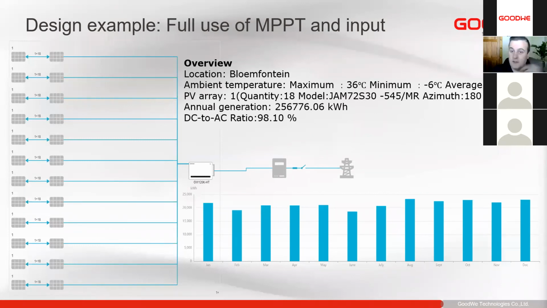For a case like this, you could use something like this. You just add 1 or 2 more strings here to increase your DC oversizing and split the rest of the strings across your MPPTs. So that's obviously going to give you your best overall yield in the long run.